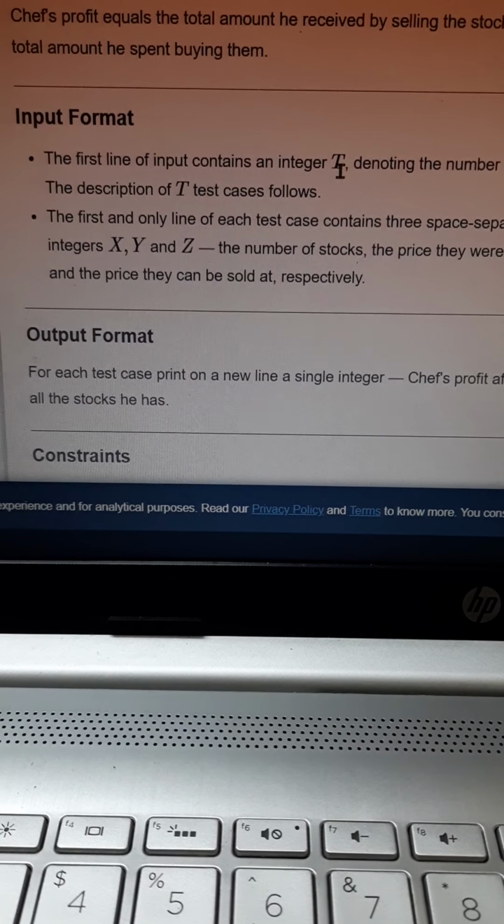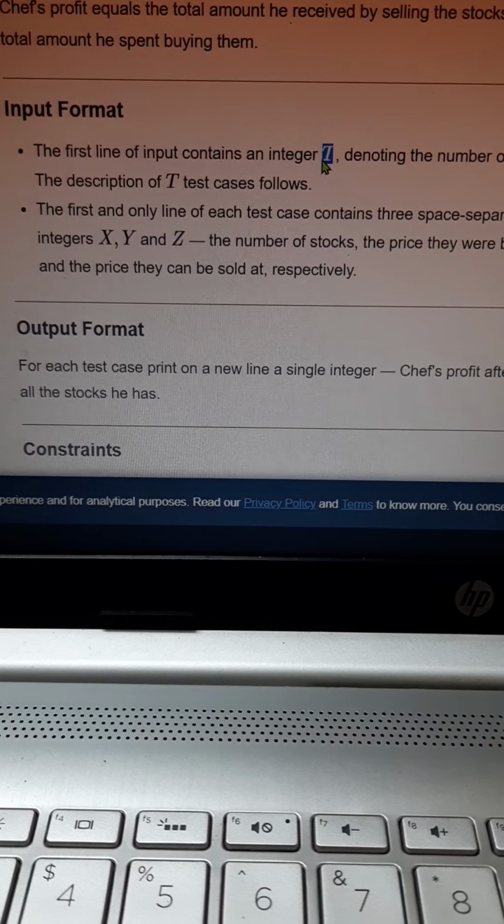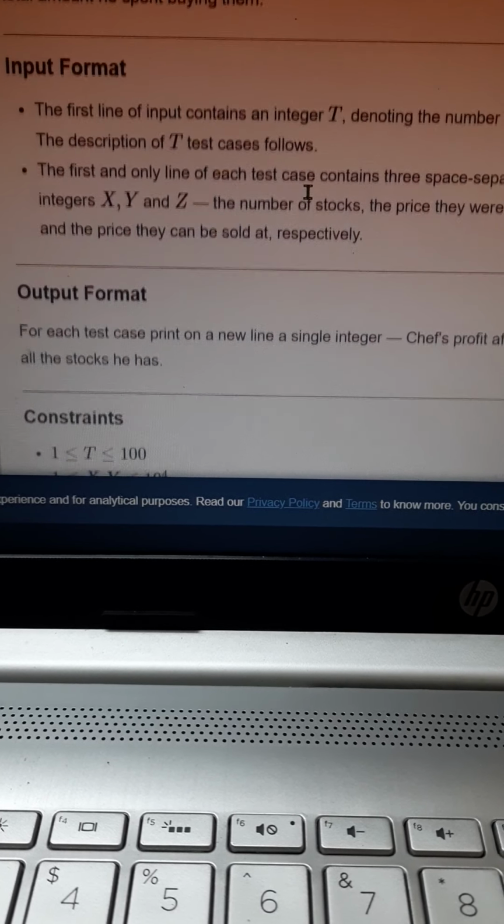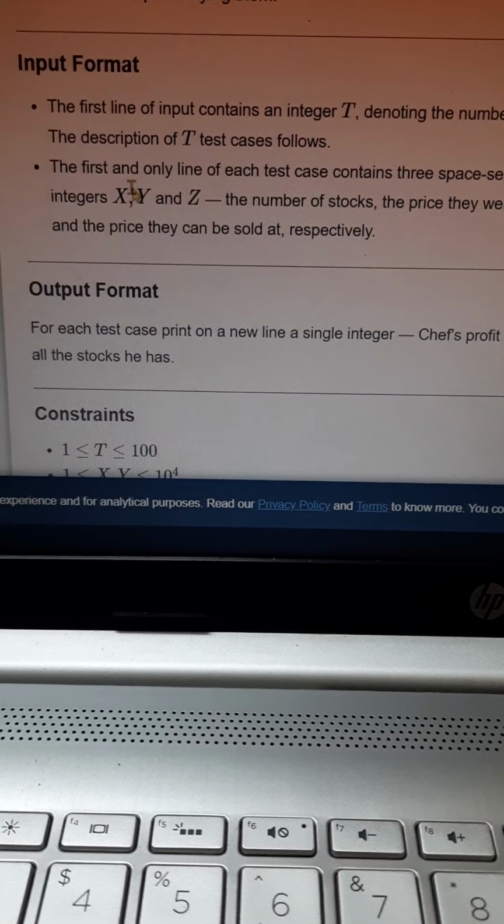Input is, in the first line, we have to take t test cases. The first line of each test case contains three integers x, y, and z.